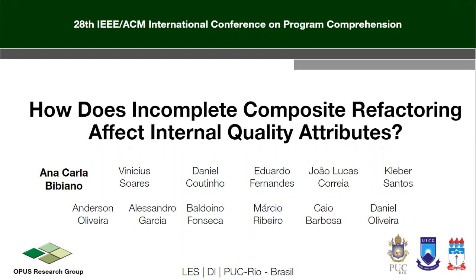Given the definition of refactoring, we expect that refactoring can improve some internal quality attributes such as scope and cohesion. However, the empirical knowledge about that is limited. Mainly, developers apply composite refactoring. Based on that limitation, I will present our study about how incomplete composite refactoring affects internal quality attributes.